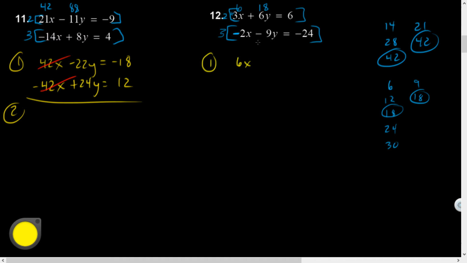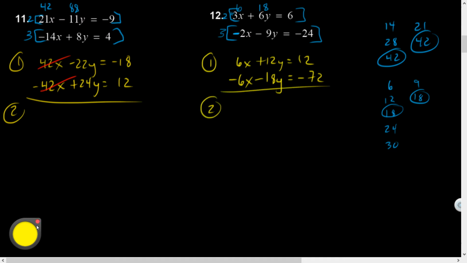2 times 3x is 6x. 2 times 6y is 12y. 2 times 6 is 12. 3 times negative 2x is negative 6x. 3 times 9y is negative 18y. And 3 times negative 24 is what? Negative 72?